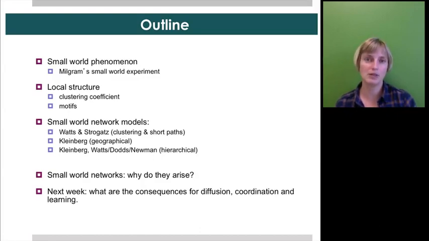And finally, we're not just going to take these small world networks for granted, but ask, where does this structure arise from? Why do we get small world networks? And then next week, we'll be looking at some of the consequences. What does small world structure mean for diffusion, for learning, and for coordination? So, that's still to come.